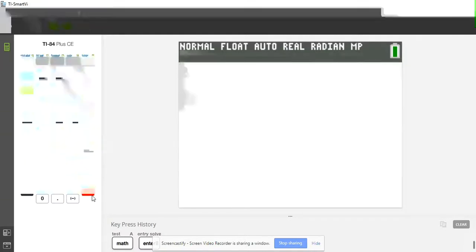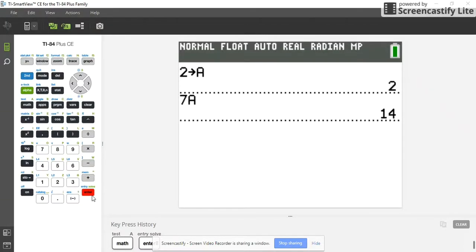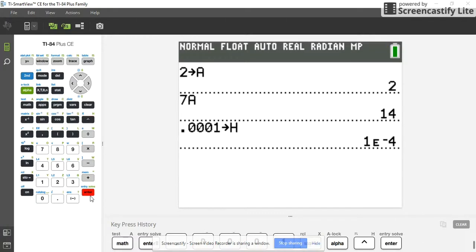Additionally, for the first bullet point, we see at the very end that we also want to put in that decimal, 1/10,000. That's 3 zeros and then a 1, in for h. So we're going to type in the number and store it. Now h is located over here at the exponent key, so we do alpha exponent, and we see h appear on the screen. So now we've got h being stored as that very small number.